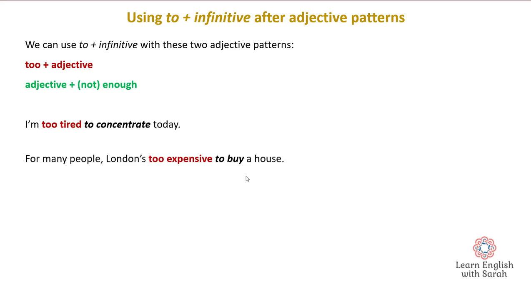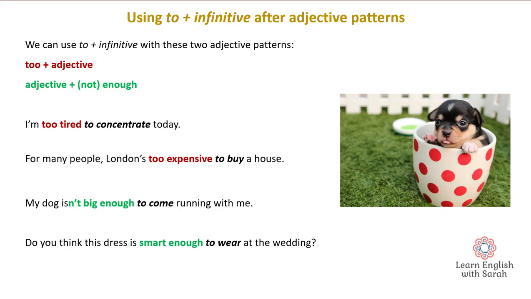Particularly, I think, if you're doing a lot of writing at the moment, perhaps some IELTS writing or FCE writing, this is quite a nice pattern. The other one: my dog isn't big enough to come running with me. As you can see, this dog would not really be able to go for a run because it sits inside a teacup. And then we've got this pattern down here. Do you think this dress is smart enough to wear at the wedding? So again, the adjective and then enough, followed by to infinitive. And again, this is a useful pattern to be aware of.